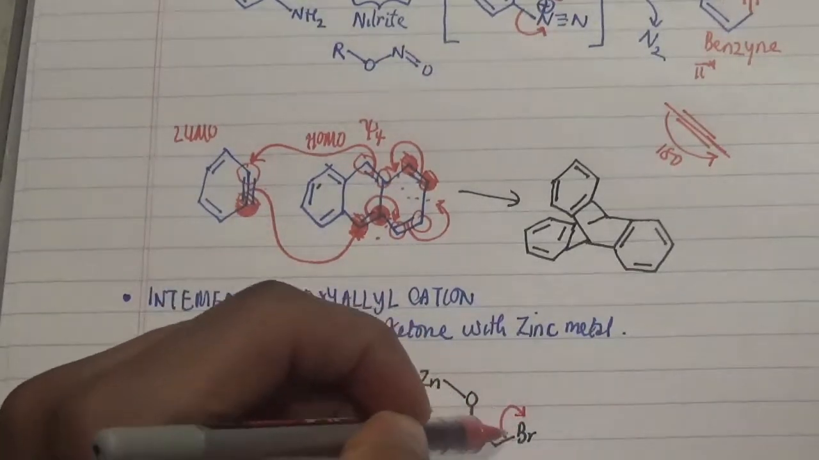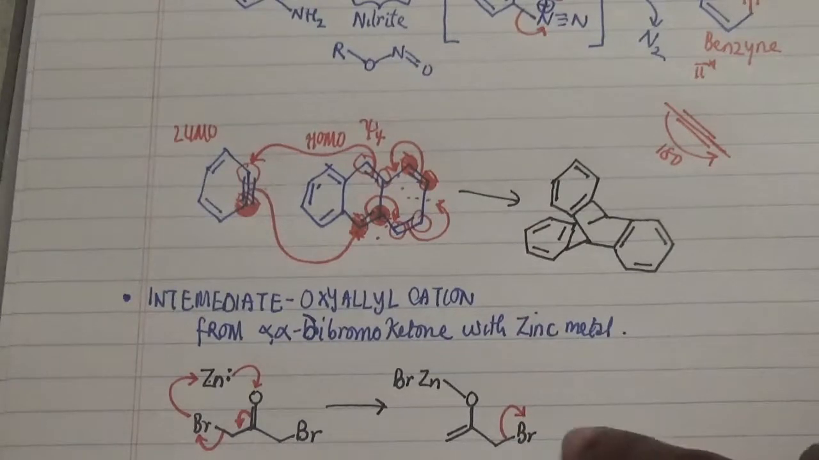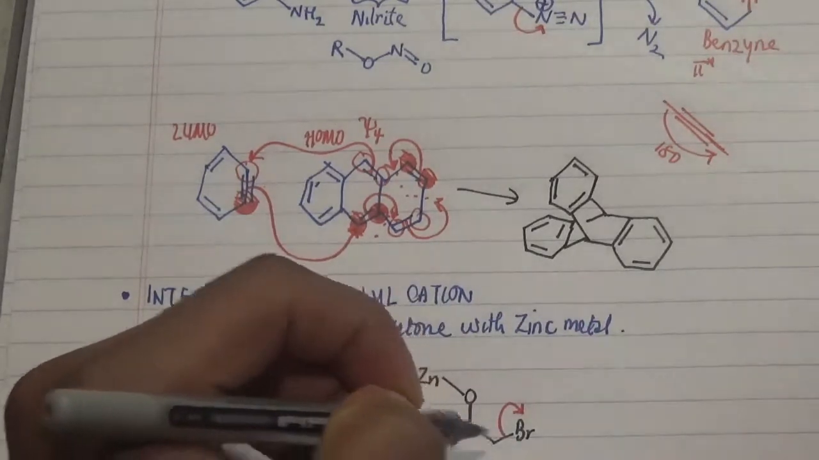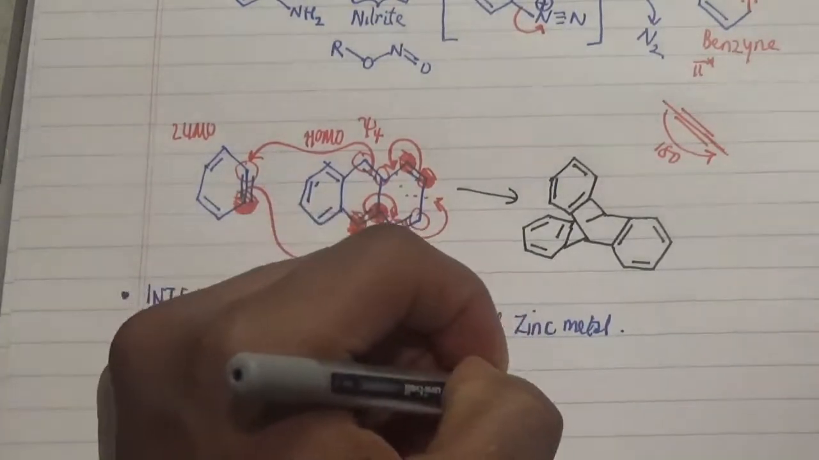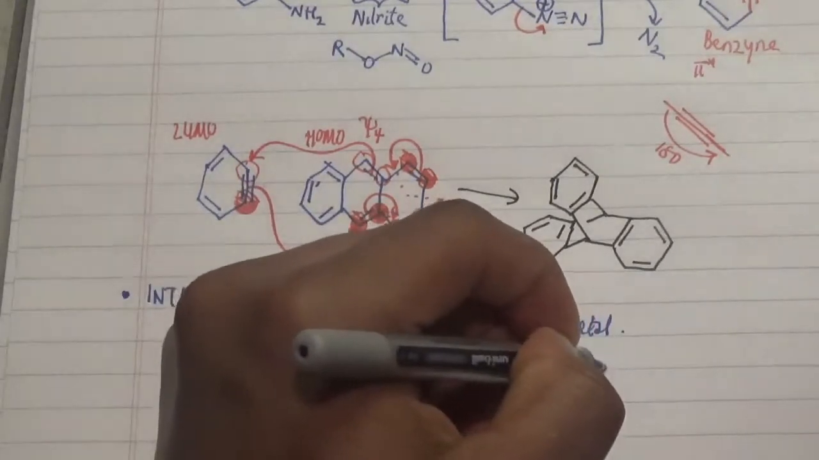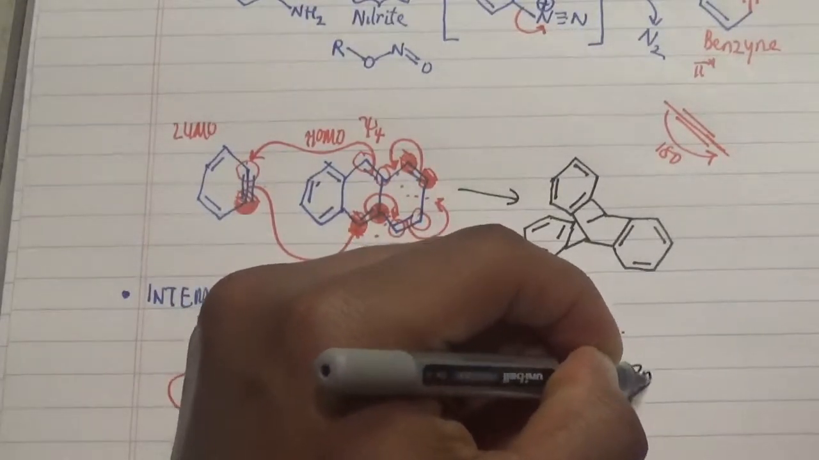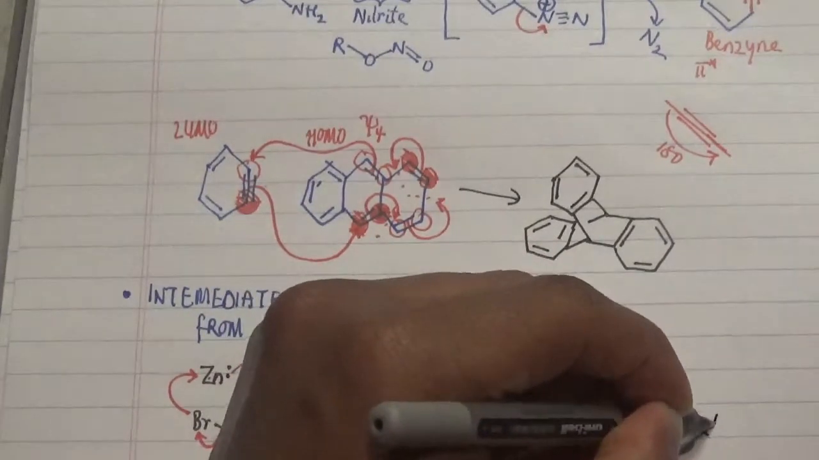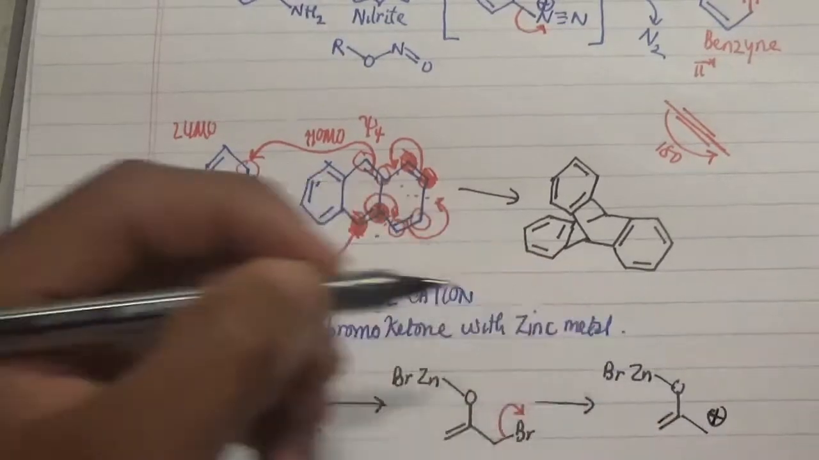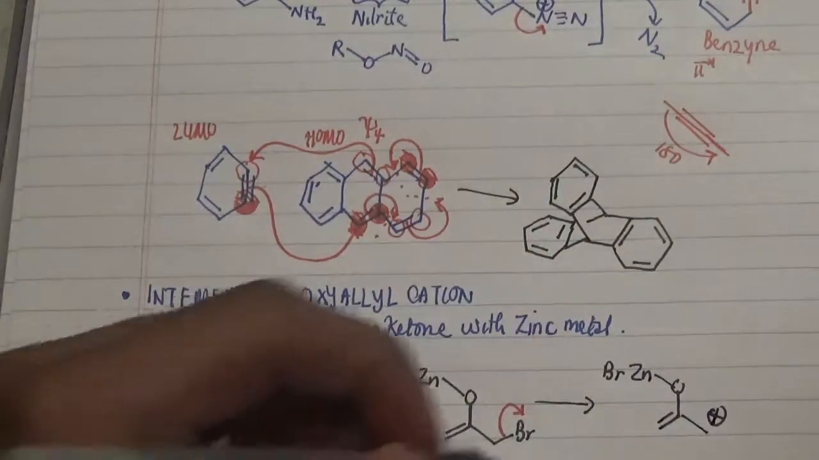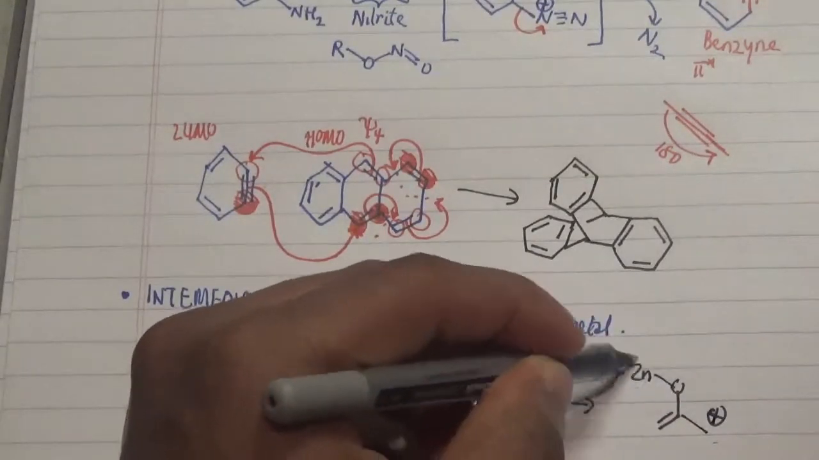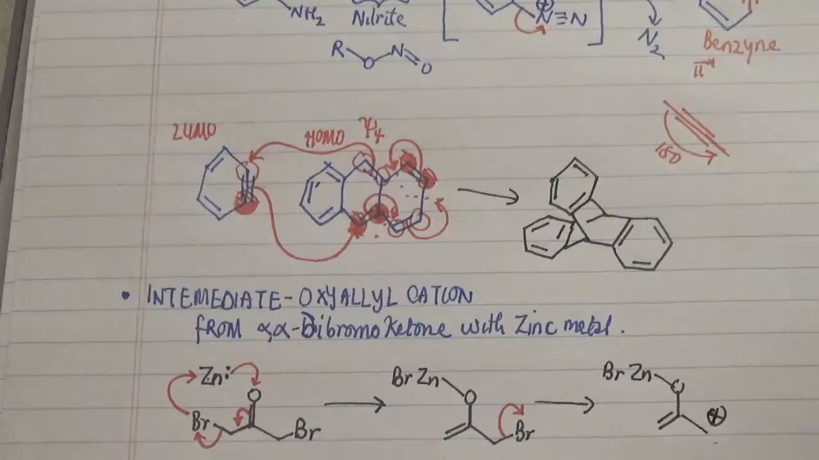So the leaving group leaves, and what we get is a bromide ion being generated, and this leads to the formation of a carbocation at this region. What we get is this. And this particular intermediate is called the zinc oxyallyl formation, and this is the oxyallyl over here, while on the other side we have the zinc interacting with the oxyallyl.